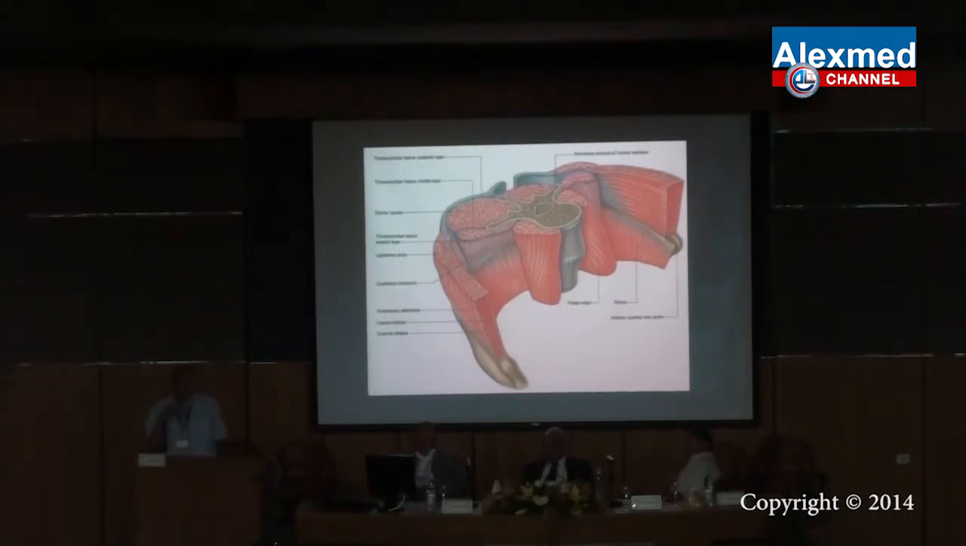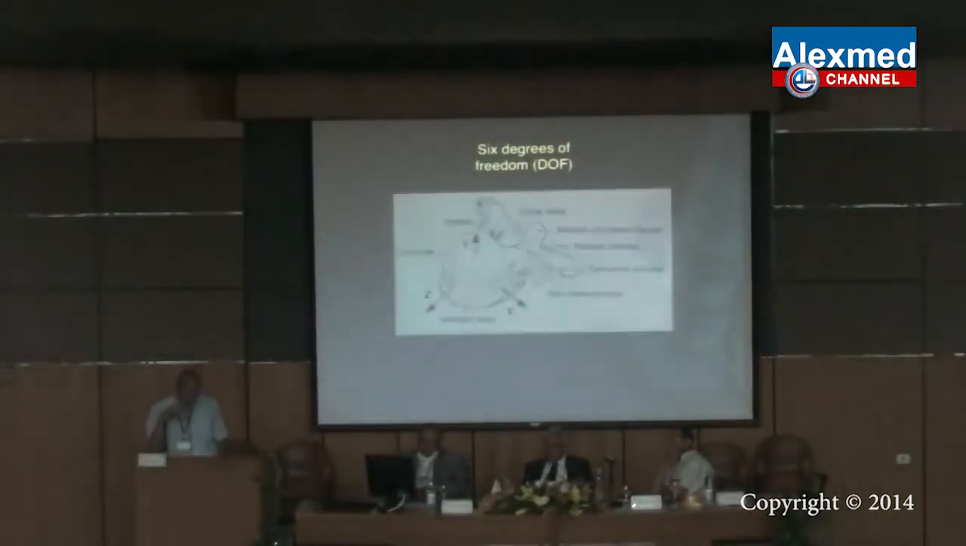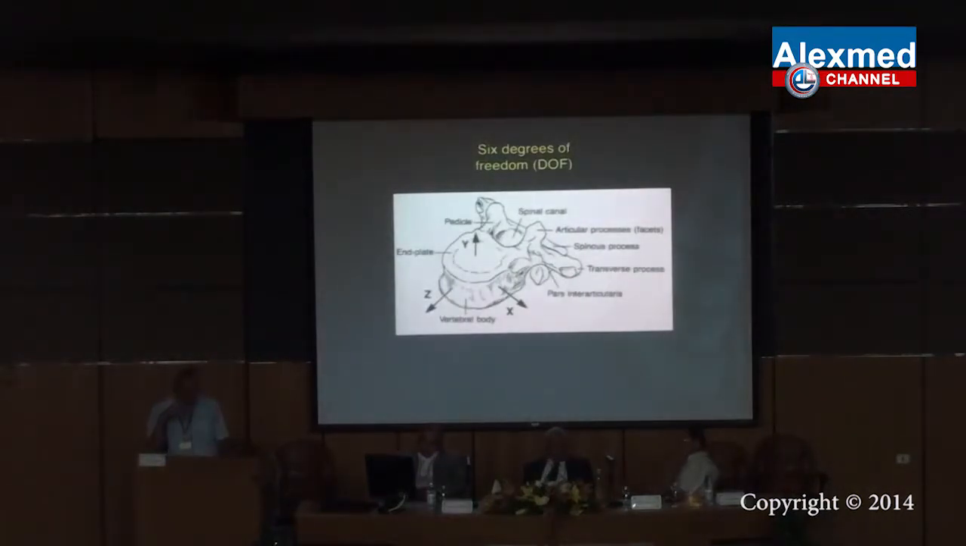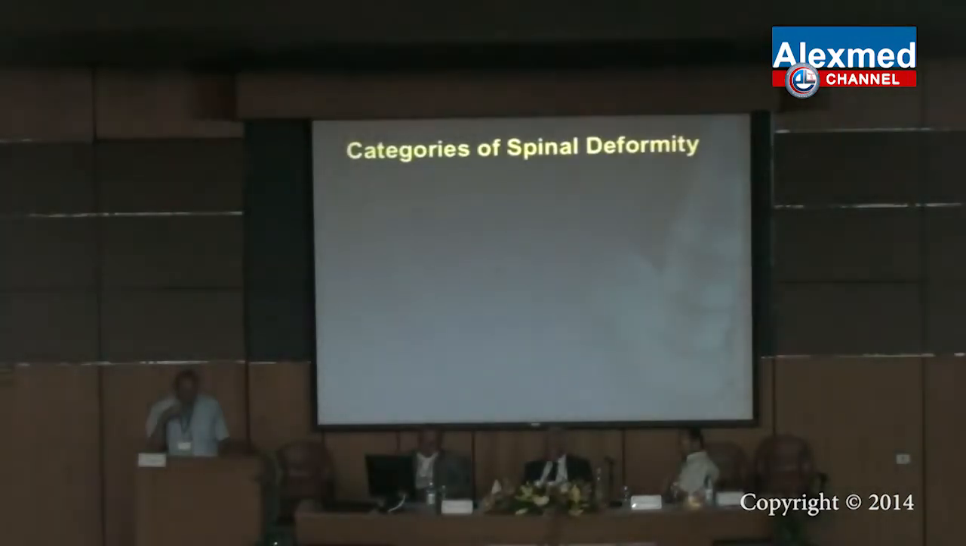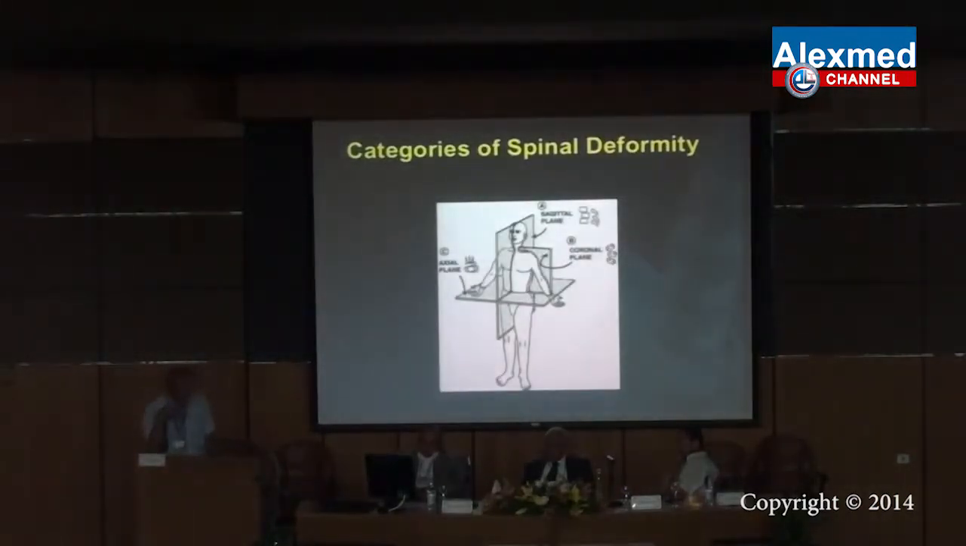Any distortion of these subsystems causes deformity in the form of kyphosis or scoliosis, because the vertebrae have 6 degrees of freedom, so they can rotate or be displaced. So the deformity can occur in the sagittal plane in the form of kyphosis, the coronal plane in the form of scoliosis, or the axial plane in the form of rotation, and actually this happens in adolescent idiopathic scoliosis.